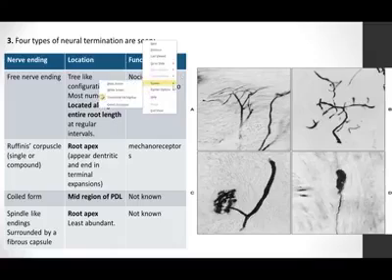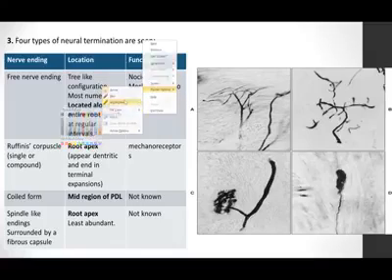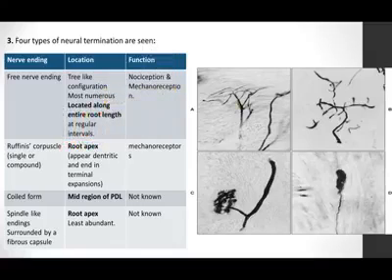Let me use a highlighter here. These basically are the free nerve endings, where you can appreciate the tree-like configuration of the nerve endings. This nerve is terminated in a tree-like fashion. This is called the free nerve ending of the nerve.